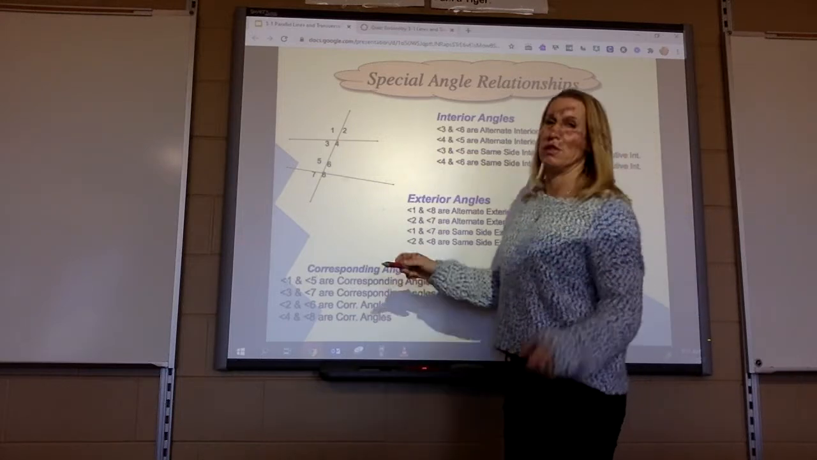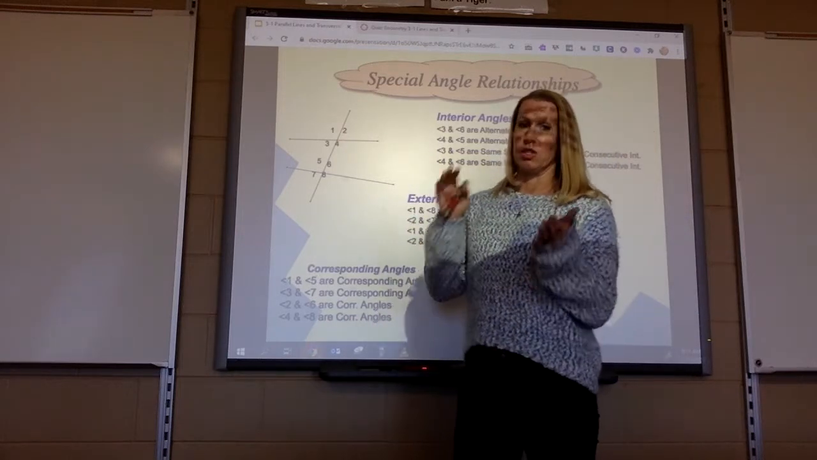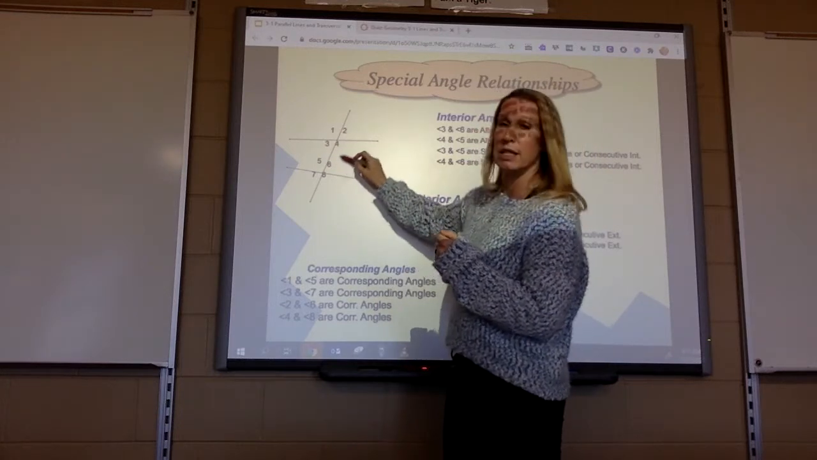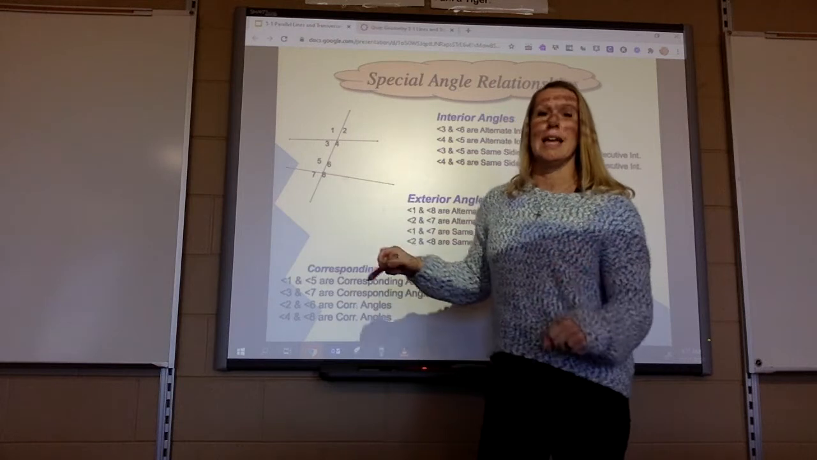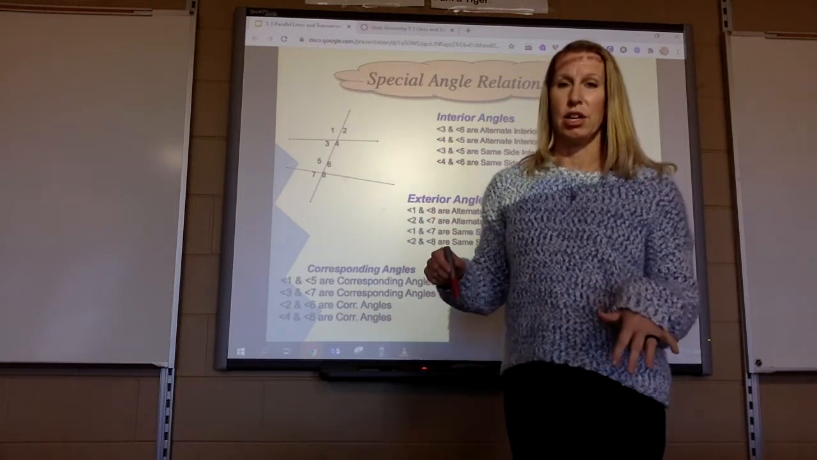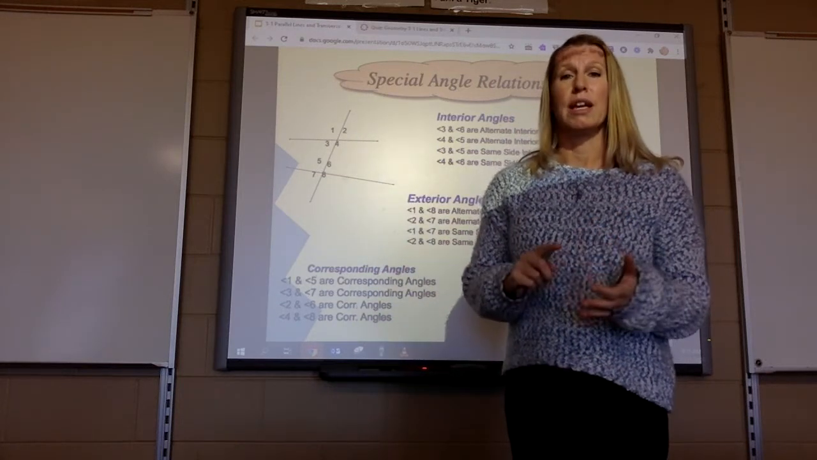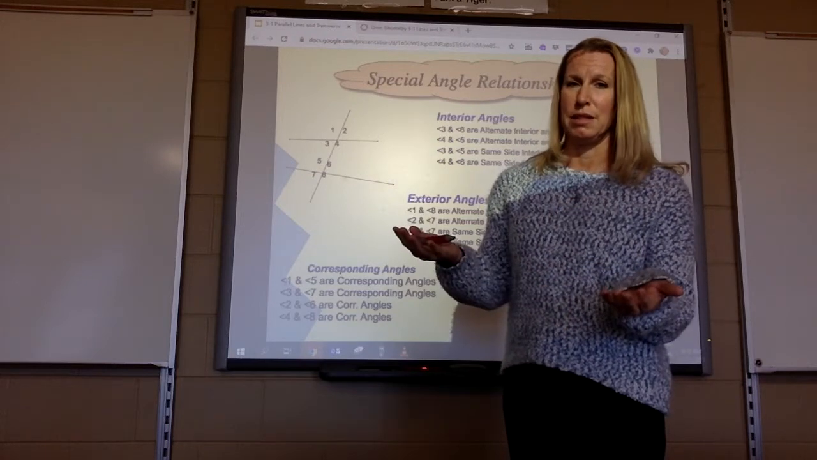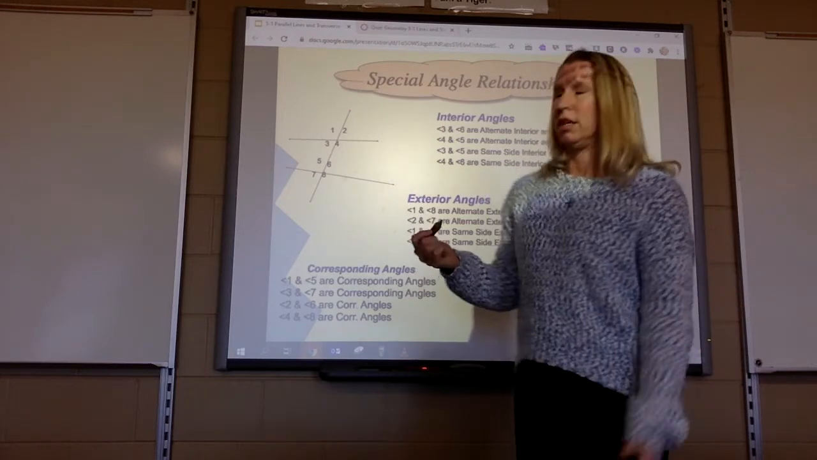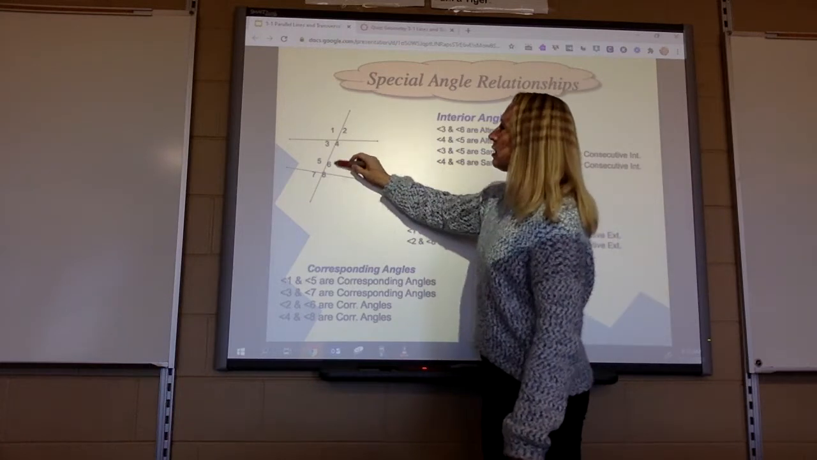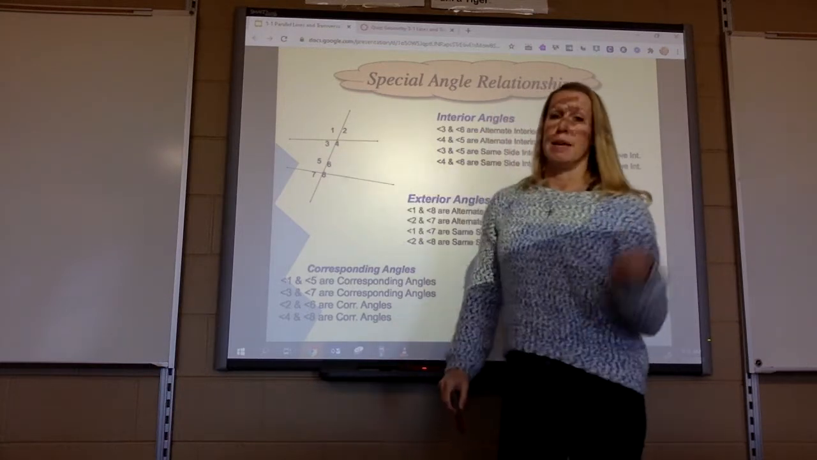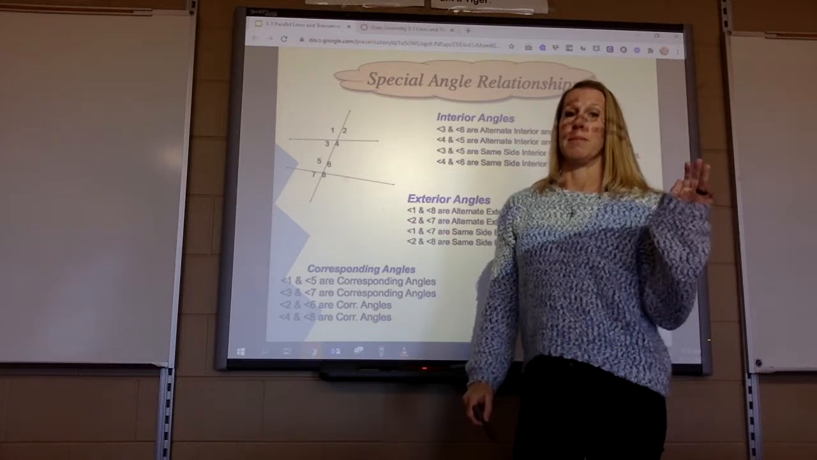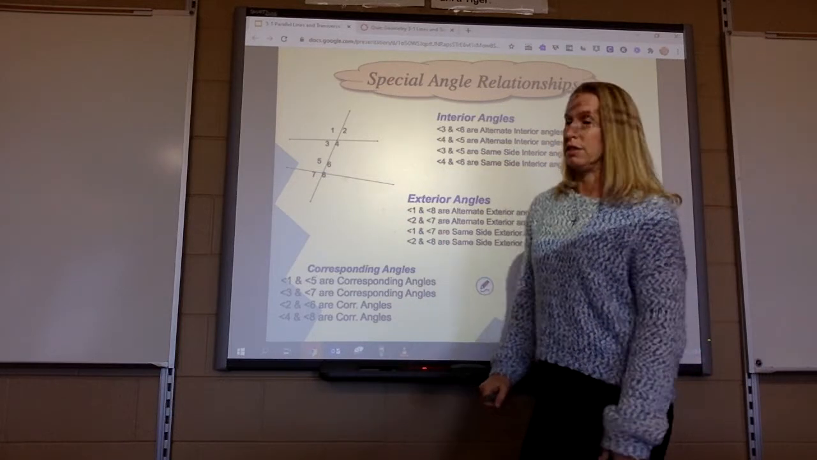We also have those angles on the same side of the transversal that are interior. So do you see 3 and 5 and 4 and 6? Those are called same side interior angles. Some books call it consecutive interior angles. I like same side because it makes sense to me. So 4 and 6, 3 and 5 are same side interior angles, or some books call them consecutive interior angles.